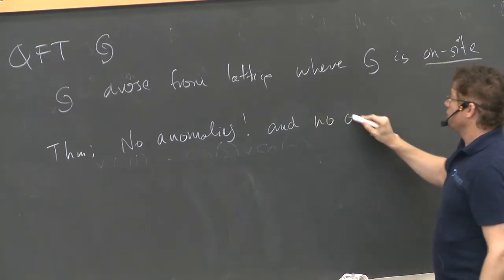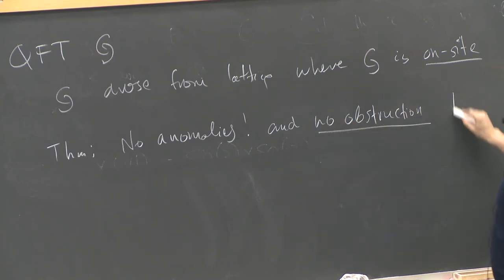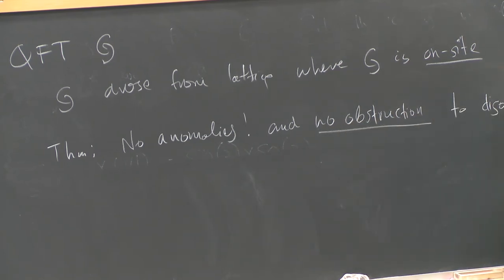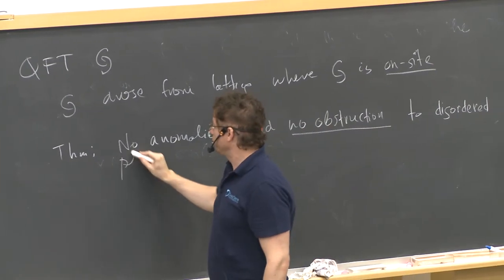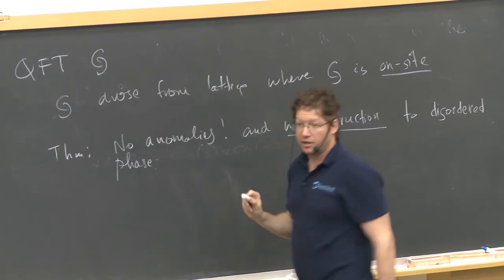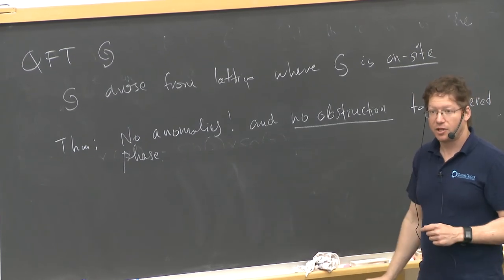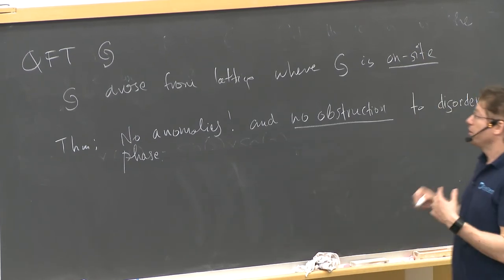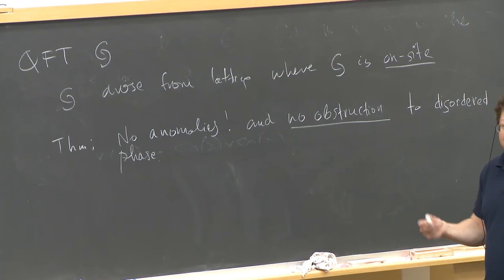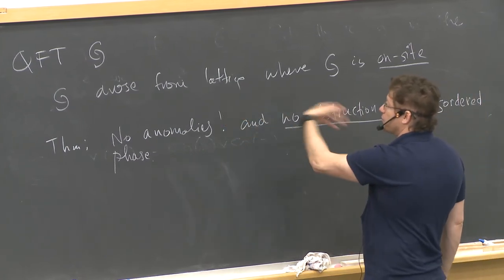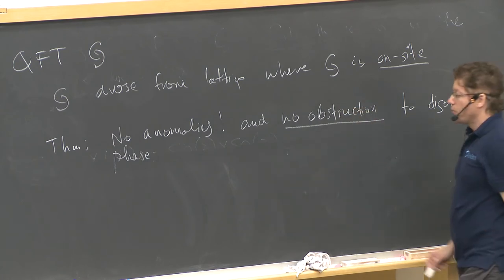And no obstruction to having a disordered phase. So the fact that these models have no disordered phase is very intimately linked with the fact that some of the symmetries in the lattice construction were not on site. They were space-time symmetries. And you could make it into a theorem that you cannot construct interesting quantum field theories, I mean, ones that have anomalies, by starting from lattice systems where all the symmetries are visible on site. What is the outline of the proof?